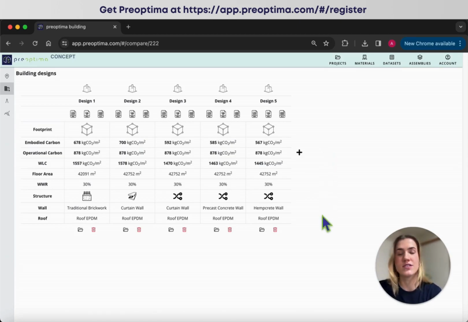And if I wanted to use this as a deliverable for our decision making, I can go ahead and download a PDF or an OBJ of the massing model or an Excel file containing all of the material quantities in my massing model and the carbon impacts associated with them according to the scope that we specified. So that's how quick and easy it is to optioneer within Preoptima CONCEPT.